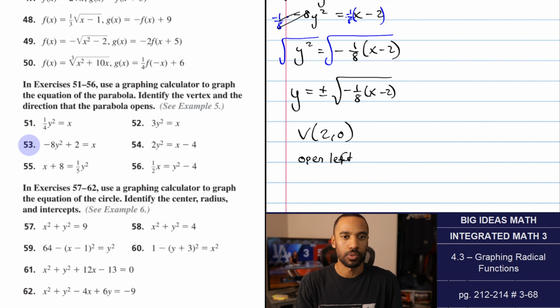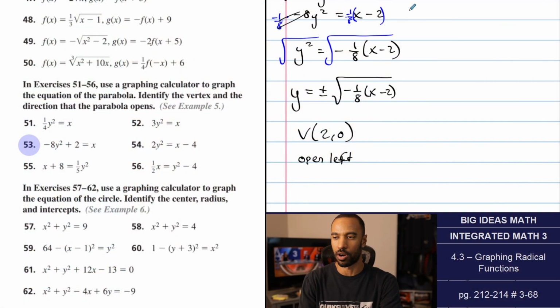So let's go to the graphing calculator. Let's plug in that equation. And you can do it in whatever form you want. I'm going to plug it into the exact form I had. Remember, there's a plus square root of negative 1/8 times x minus 2 and negative square root of negative 1/8 times x minus 2. Okay, so the graph should be at 2, 0, going very sharp, and going to the left. And there it is. There's your parabola.